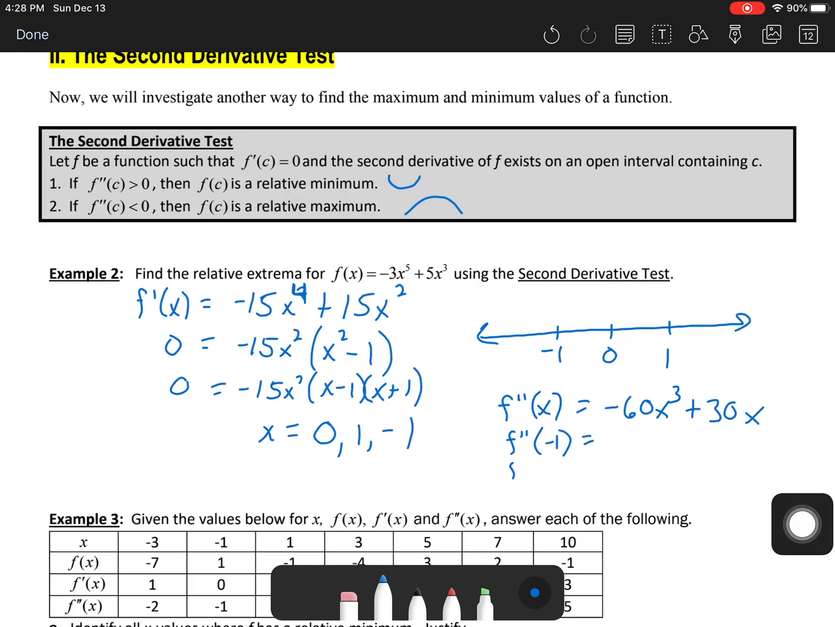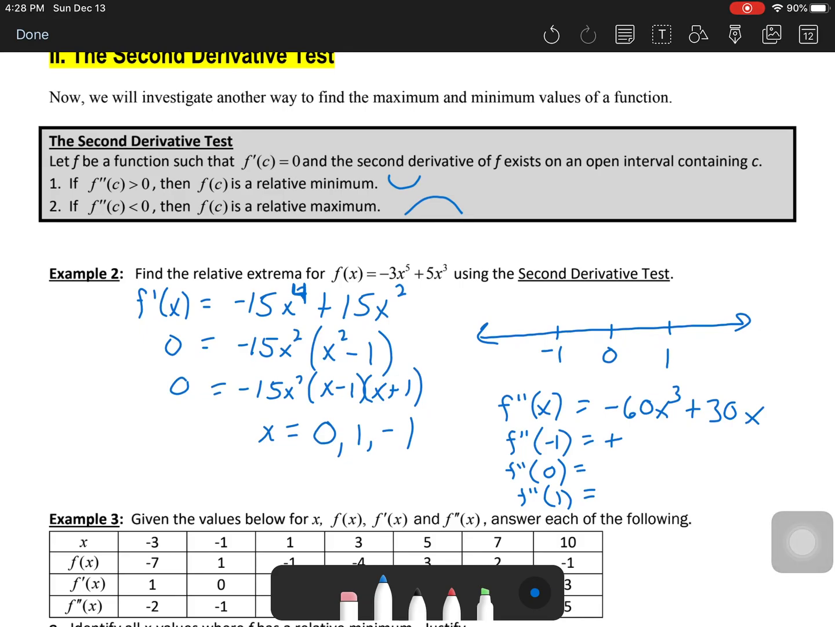Okay, so I'm going to put in negative 1, and I'm going to test f double prime of 0, and I'm going to test f double prime of positive 1. Okay, so let's see if we can just do quick mental math here. If I would put a negative 1 into here, that's going to be negative 1 cubed is negative 1, making this positive 60, and then minus 30, so that would be a positive value. Okay, so I get a positive there.